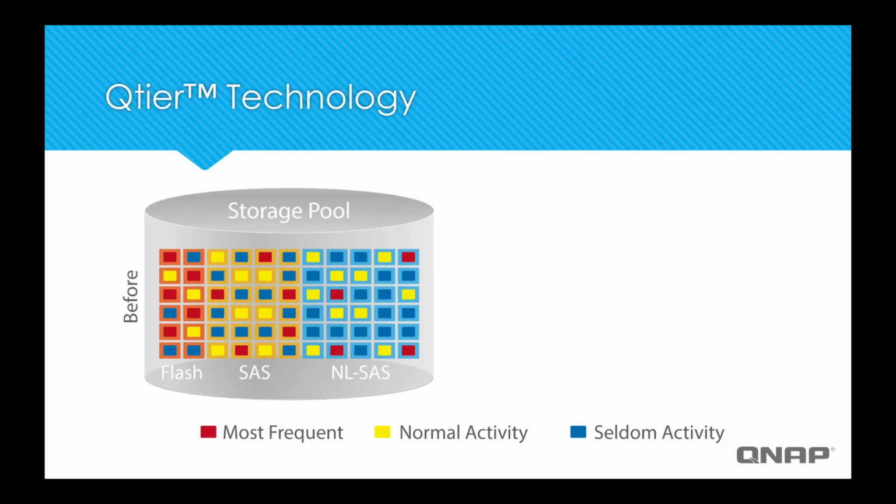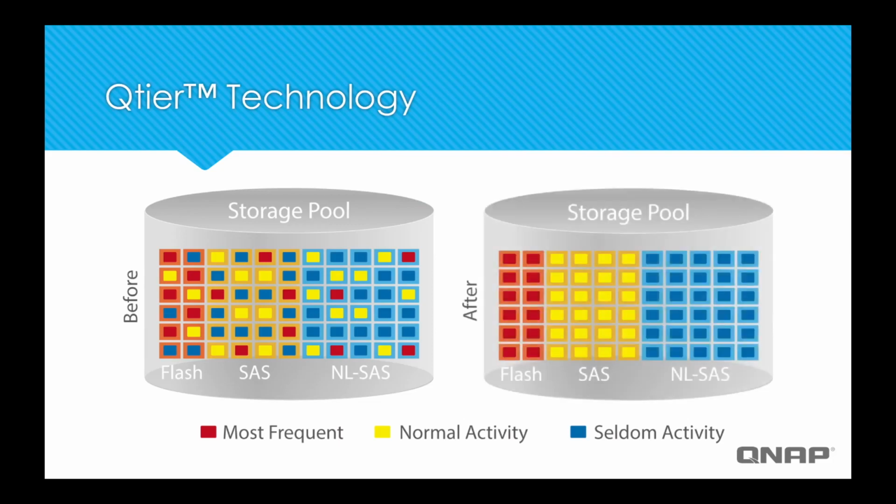Displayed below is a storage pool composed of three different types of drives: SSDs, SAS, and SATA. The blue blocks represent cold data, the yellow blocks represent warm data, and the red blocks represent hot data. Before Qtier is enabled, you can see some of the data on the SSDs are not frequently used. This is a waste of the SSD capability. Also, you can see frequently used data in the slower drives, which means that the performance will not be as good as it could be. After Qtier is enabled, the data is distributed across the drives appropriately, giving you maximum efficiency.